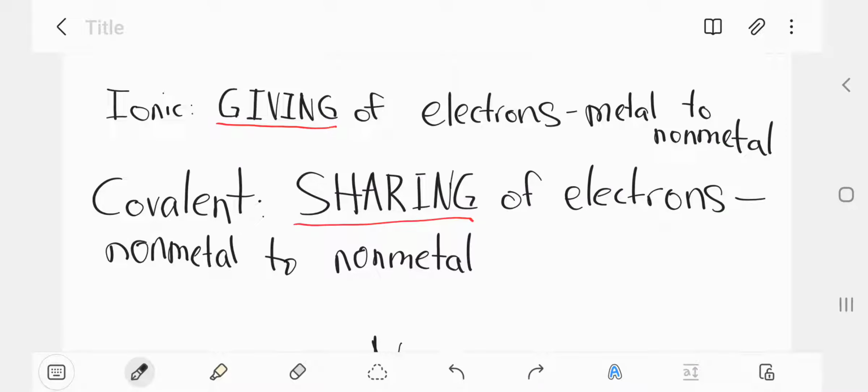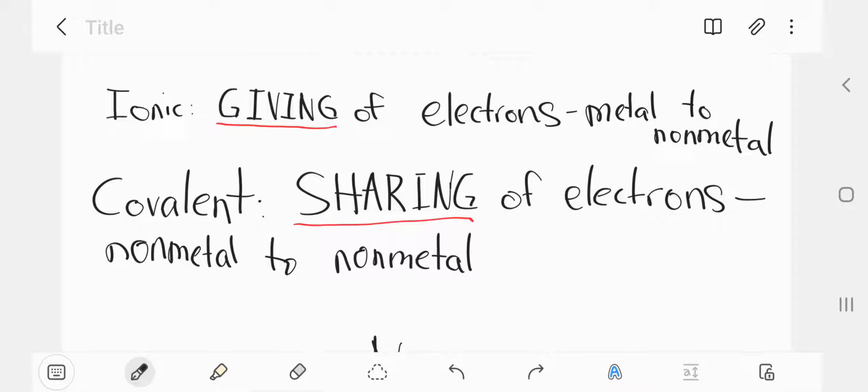Alright, so this quick tutorial will go over ionic and covalent compounds and bonds, and how you can find their names and formulas, because I know that might be something that some people are confused on. So we're just going to start with a review on what ionic and covalent bonds slash compounds actually are.